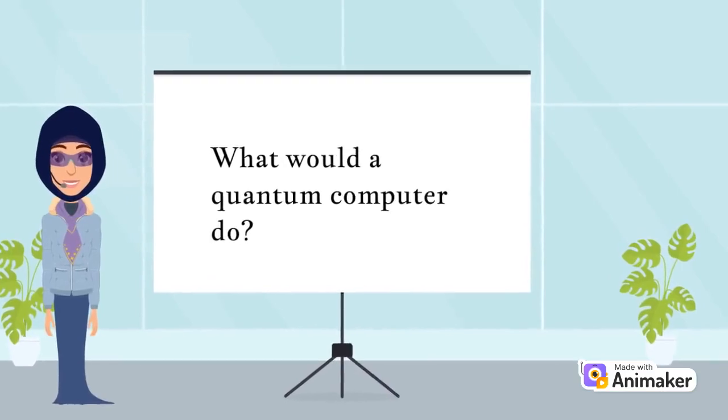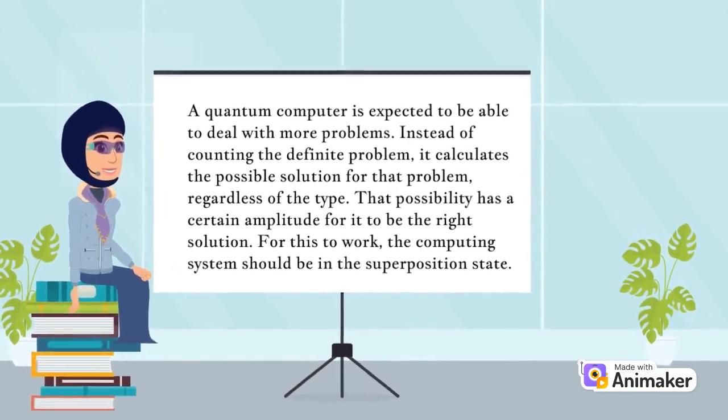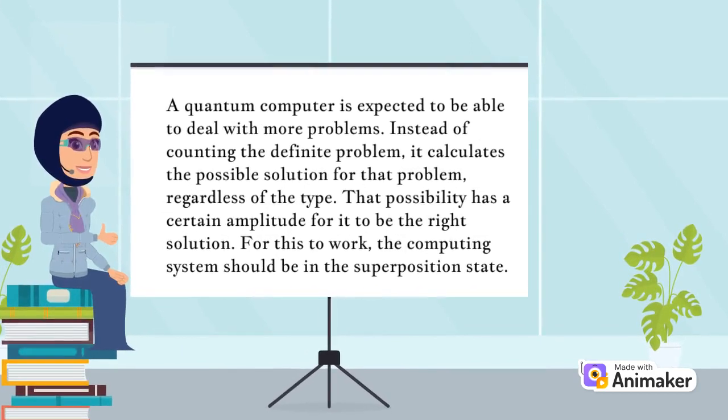What would a quantum computer do? A quantum computer is expected to be able to deal with more problems. Instead of counting the definite problem, it calculates the possible solutions for that problem, regardless of the type. That possibility has a certain amplitude for it to be the right solution. For this to work, the computing system should be in the superposition state.